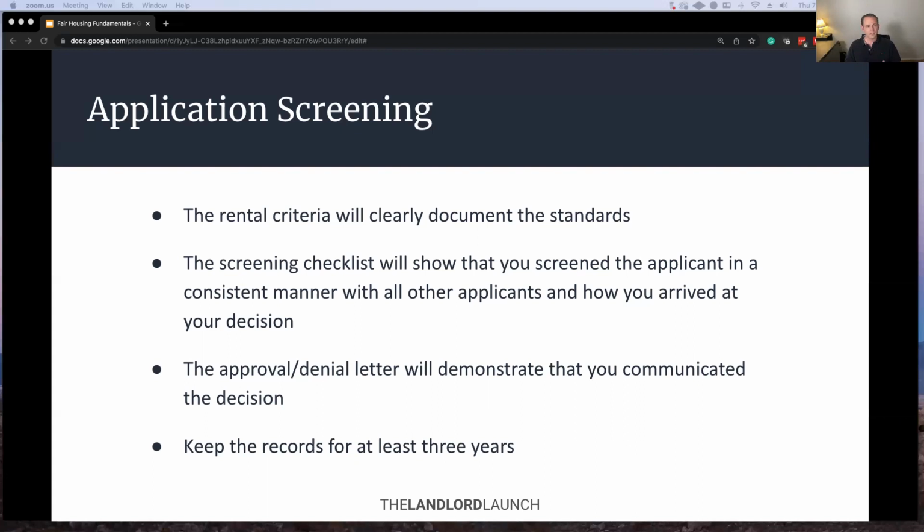Simple as that. It's not because they were a single mom with a child. It's because they didn't meet A, B, and C of your screening criteria. Here's your checklist, here's your documentation to back that up. Very consistent. The approval or denial letter, that's your proof that you sent out the denial or the approval when it happened.